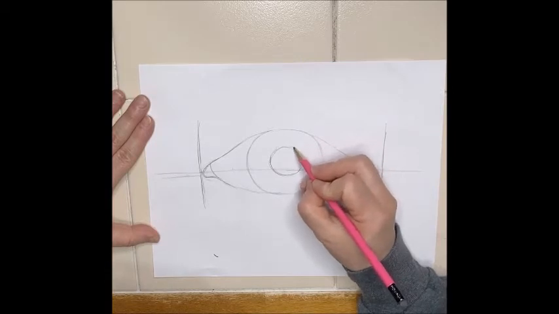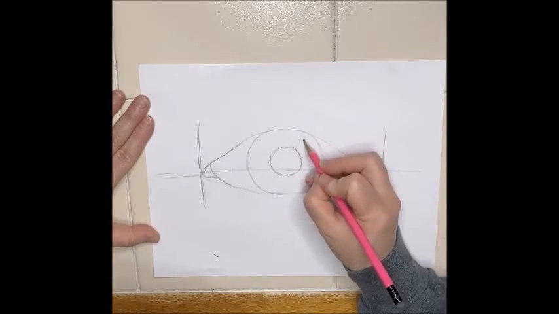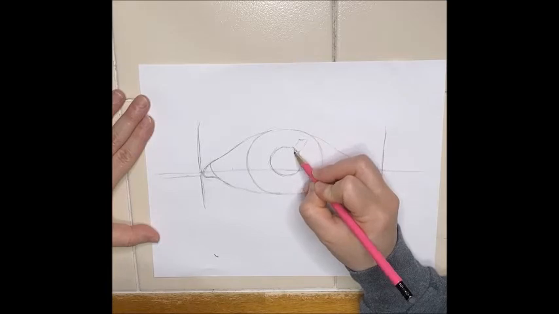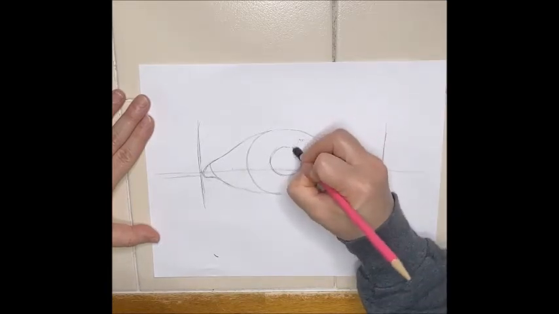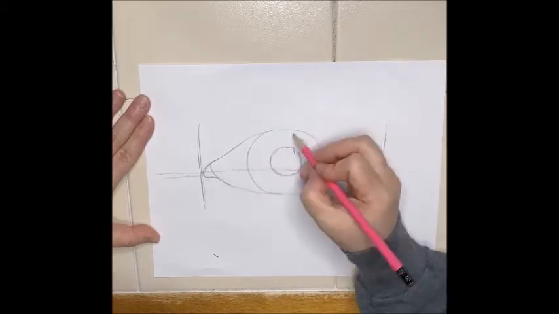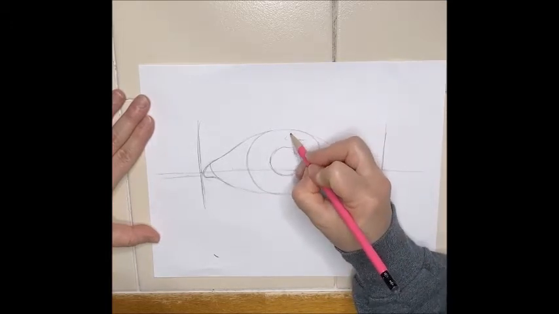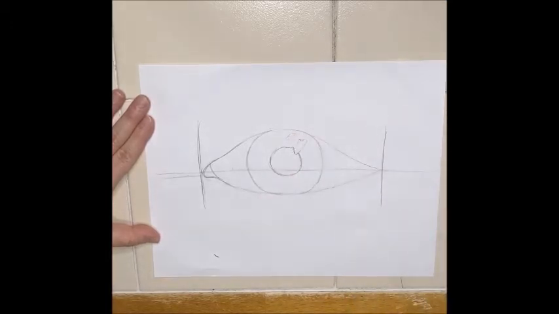So I'm going to come in and add a little bit of a highlight like here, a little bit going into the pupil here. So it's in the iris and the pupil. And then I'm going to draw a little bit of a highlight here as well. Sometimes we'll have two, sometimes we'll have other ones. So we've got our highlight there.